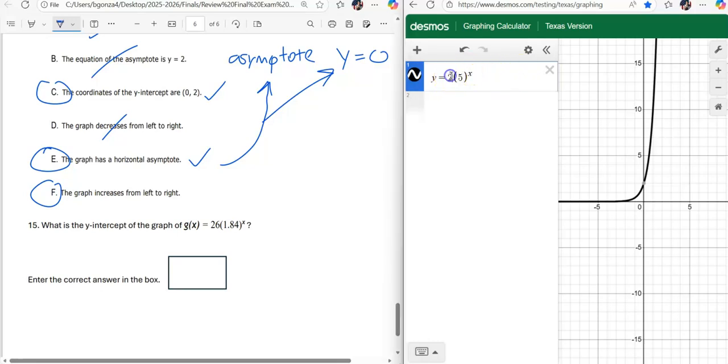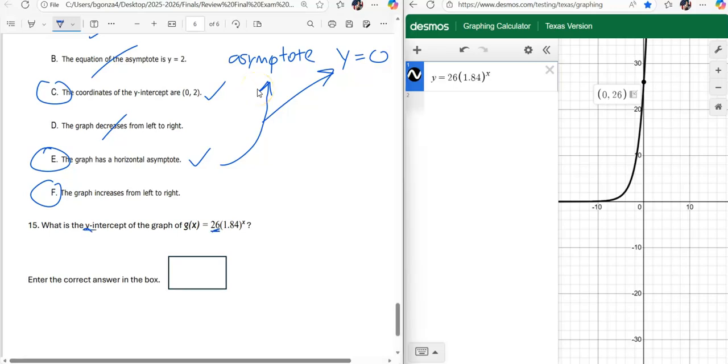Let's graph this. So 26 times 1.84 to the power of x. I'm going to zoom out a little bit. All I care about is this right here. And wouldn't you know it, that first number is always going to be the y-intercept. Okay, so 26 is it. Make sure you study this for your final this week.